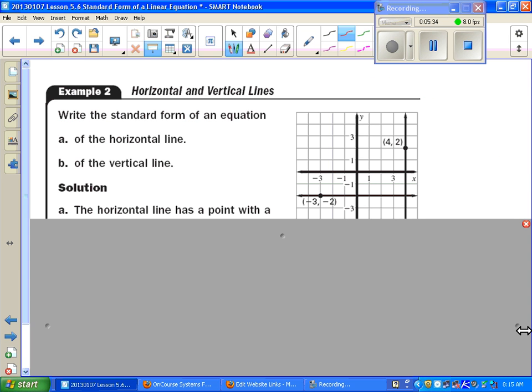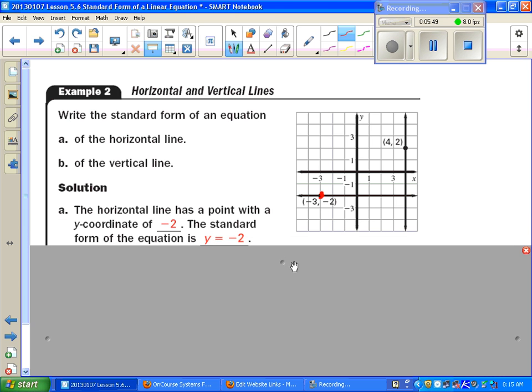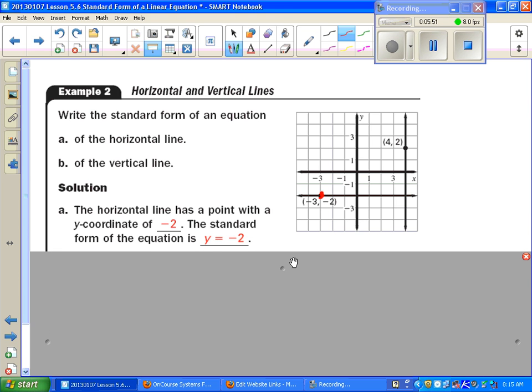Next example deals with horizontal and vertical lines. Write the standard form of these. A says the horizontal line has a point of -3, -2. Remember, horizontal, think of it as the horizon going across. Its y coordinate is -2. So as it's going across, it doesn't matter where you plug it in, each value of y will be -2.